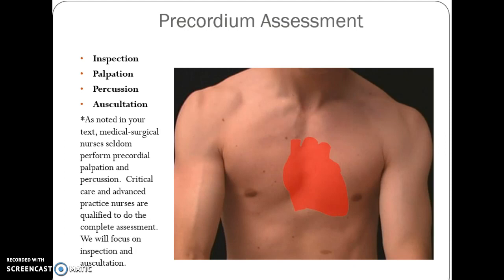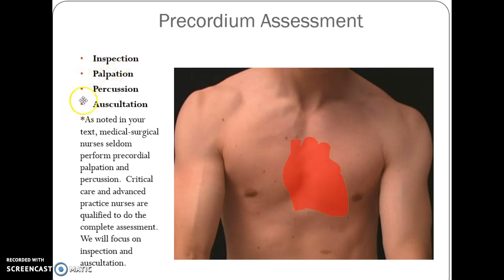And we've already done this a little bit, and you certainly read your textbook on this. But the first thing we're going to do is inspect. Are you seeing any bulges that could be aneurysms? Are you seeing pulsating of the actual heart itself? And then when you palpate it, what are you feeling? Are there thrills? You hear a bruit, feel a thrill.